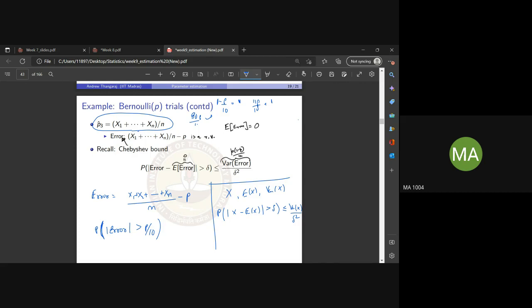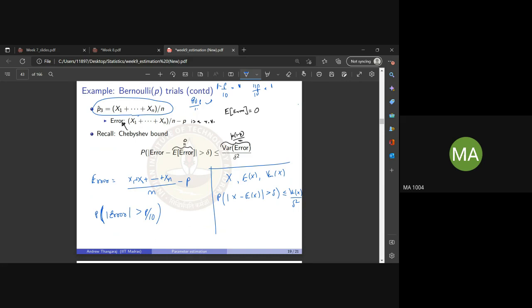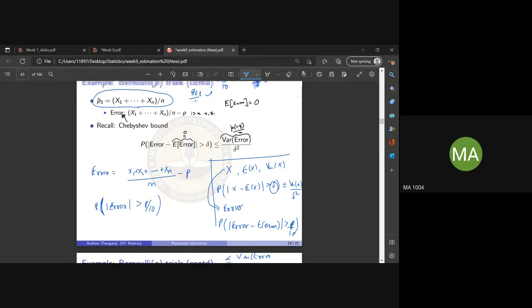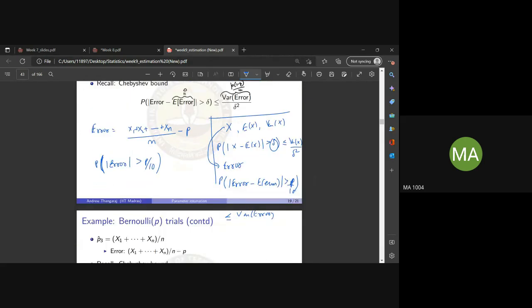Now we'll apply this same Chebyshev inequality on the error. Initially we had the random variable x; now just replace x with error. So what you will get is the probability that mod of error minus expected value of error is greater than delta. In place of delta, we have taken p by 10. So greater than p by 10 is less than or equal to variance of error by delta square, which is (p by 10) square.